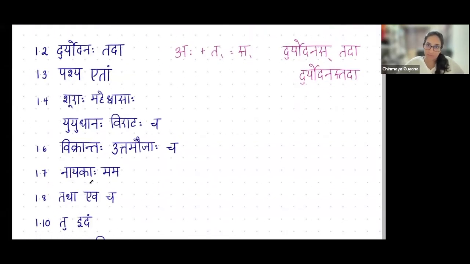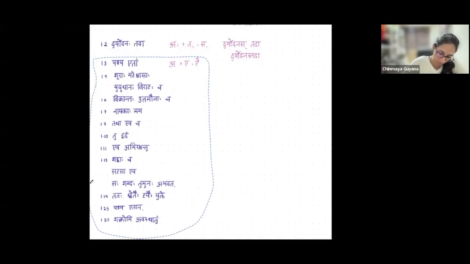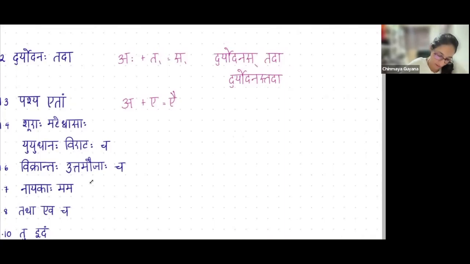Pashya etan. What is the sandhi here? You can't say, oh, there's no sandhi. I don't see the visarga. Here it's a vowel sandhi. A plus a equals a. So the answer here becomes Uvacha Partha Pashyetan. Sounds familiar?